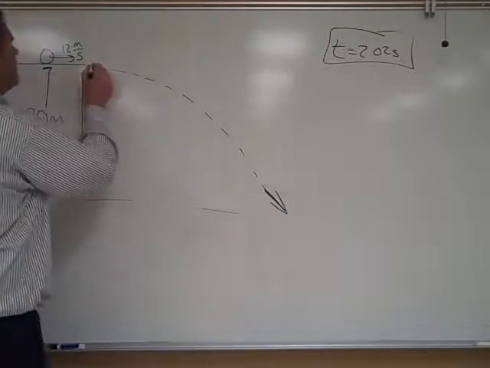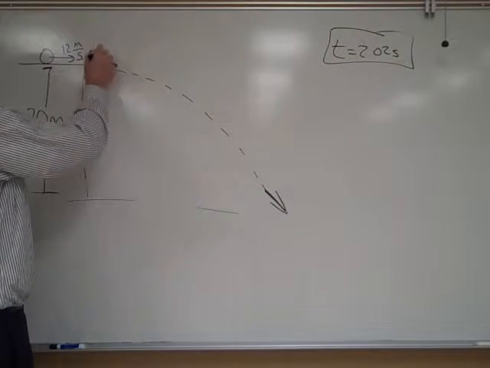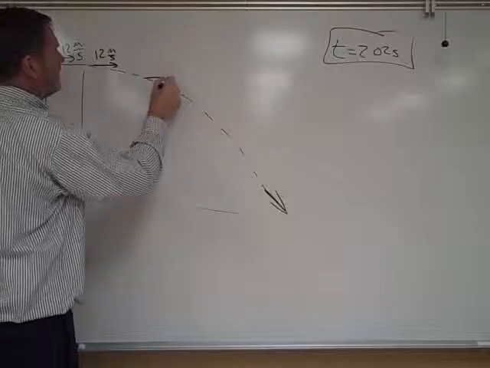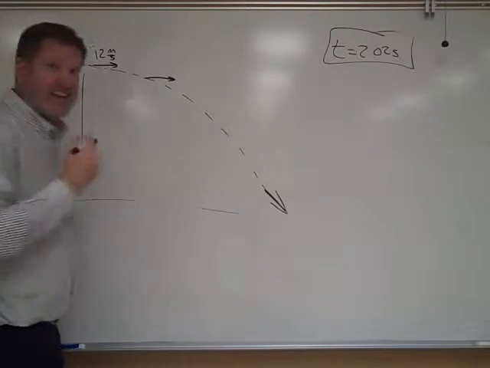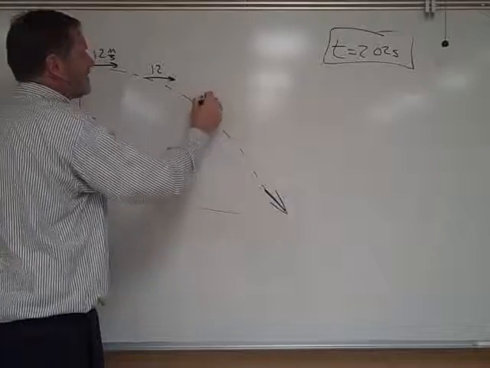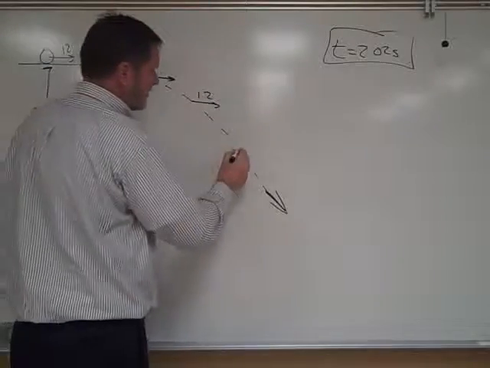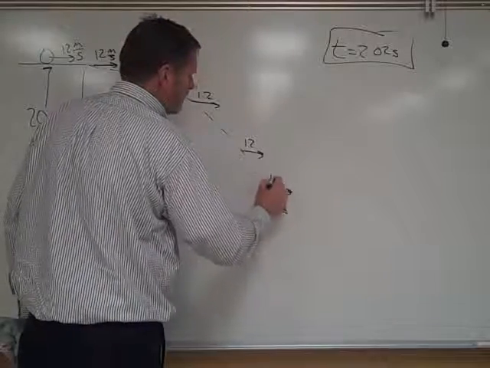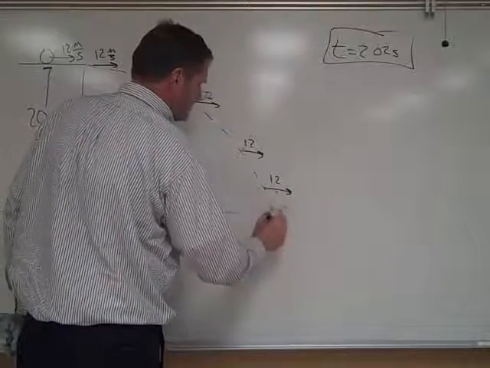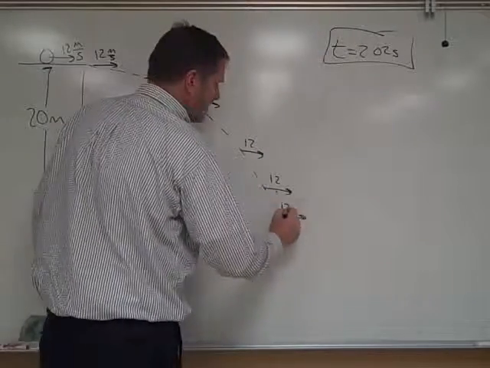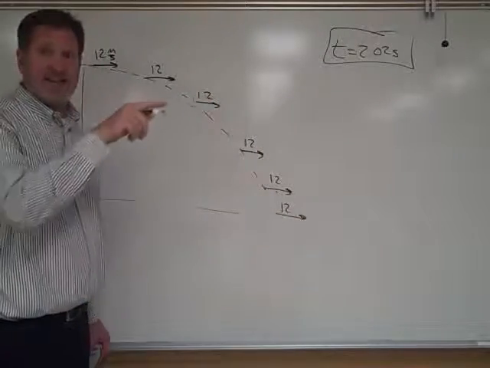Well, to start with, it's going 12 meters per second when it leaves the cliff. How fast is it going in the x direction? Did anything speed it up or slow it down? No. Still 12. How about over here? Still 12. How fast is it going in the x direction over here? Still 12. So how fast is it going over here? Still 12. Just as it hits the ground, we said 2 seconds later, how fast is it going? It's still going 12 meters per second in the x direction.